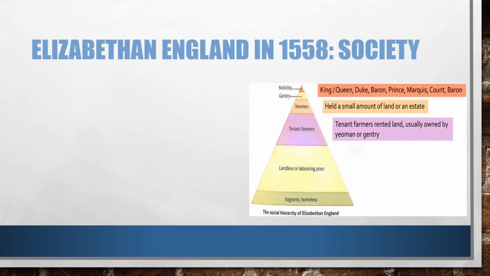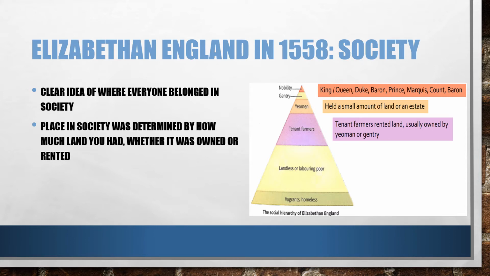So the way that society looked at this point in time is displayed in this diagram. It is pretty much based on the old feudal system that was introduced by William the Conqueror and the Normans. And everyone seemed to have a clear idea of where everyone belonged. So at the top you had the nobility, you then had the gentry, where people had titles and a huge amount of land, yeomen, tenant farmers, landless and labouring poor, and vagrants and homeless.